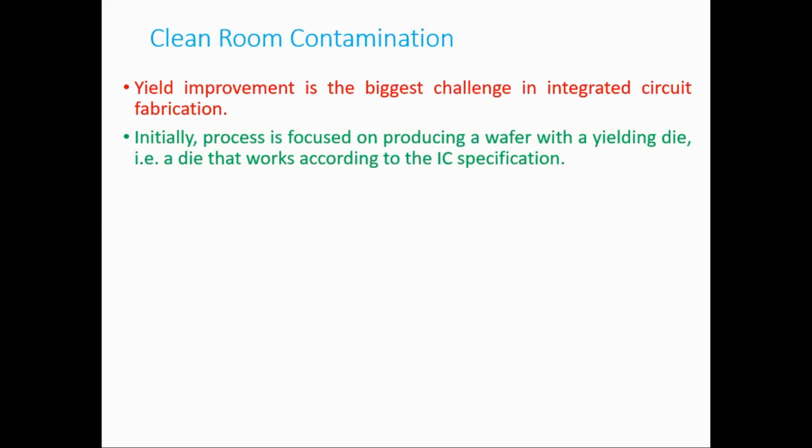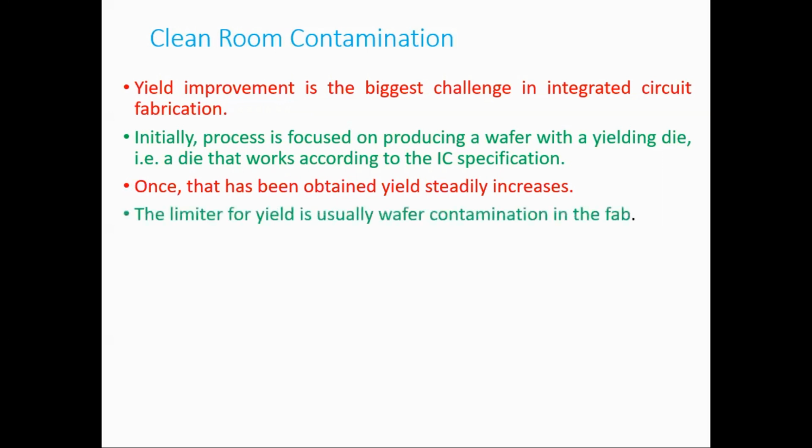So this is the first thing, and it is done on the wafer. The wafer is silicon based, and on that wafer you actually get small sectors called ICs. Once that has been obtained, yield steadily increases. You are making dies, and that will help you get a very good yield. The limiter of yield is usually wafer contamination in the fab. If your wafer is contaminated by dust particles or some other source, which we are going to discuss in the coming slides, then your yield will go down.